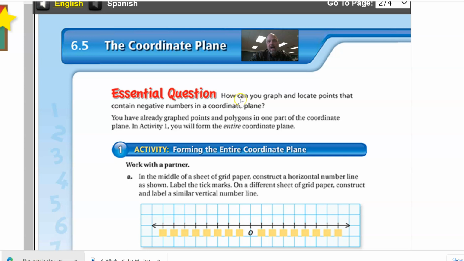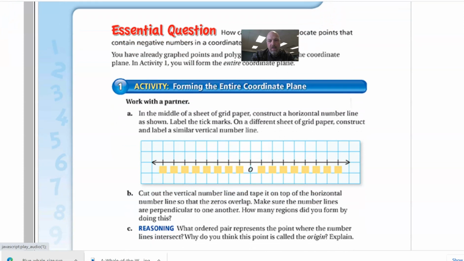My question is, how can you graph and locate points that contain negative numbers on a coordinate plane? And the answer is, well, it's pretty easy, and let's take a look at how.